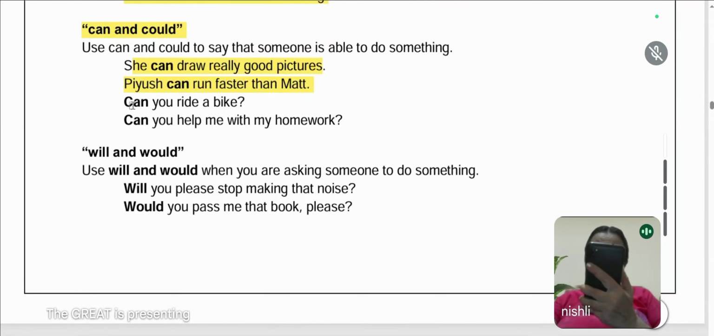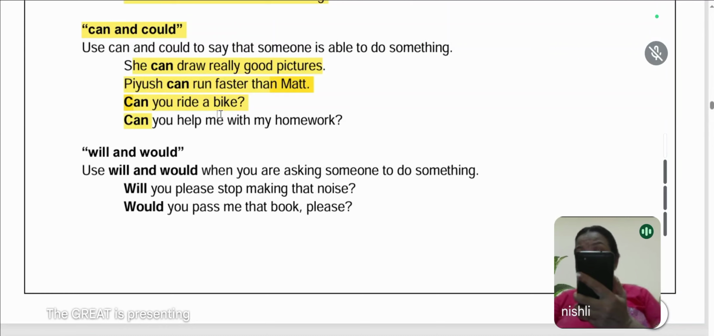Then, Piyush can run faster than Matt. A comparison may be made, but you say Piyush can run faster. So that shows what a fast runner he is. His capability again. Can you ride a bike? Then you refer to can you ride a bike? So you're asking somebody whether they are capable of riding a bike.